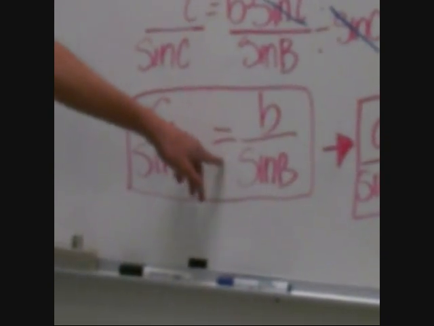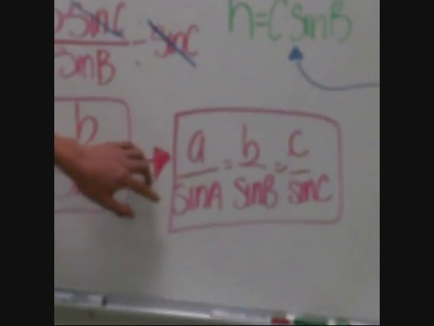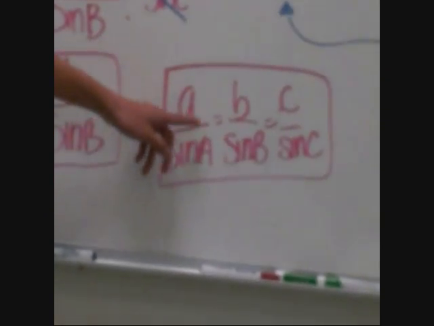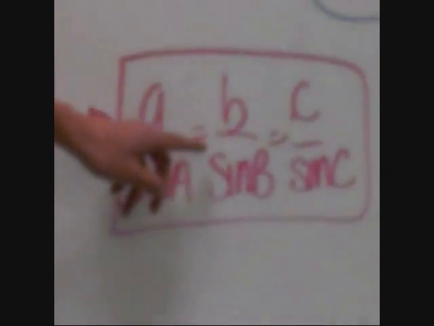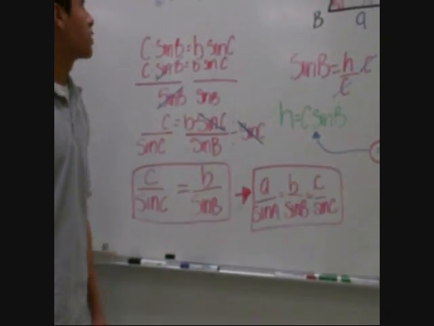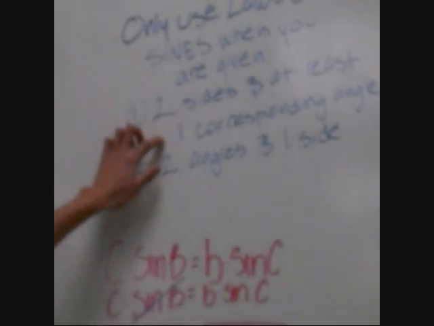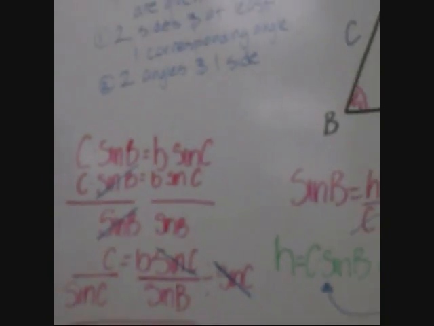And because these both equal, the A has to equal too. So it's A over sine of A equals B over sine of B equals C over sine of C. And that's the law of sines. Only use the law of sines when you are given two sides and at least one corresponding angle, or two angles and one side.